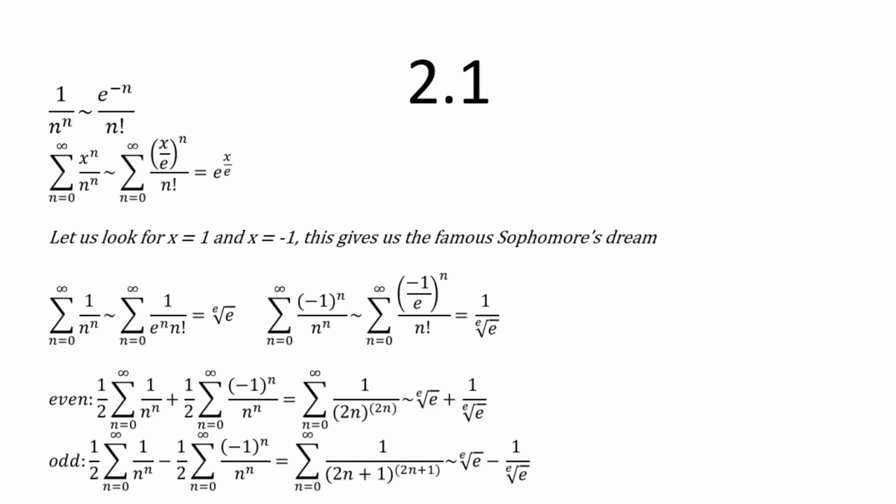Okay, so here we're going to have an approximation for 1 over n to the power n. If you look at the summations which we first have, we also plug in x to the power n to have some flexibility. On the right hand side, you actually get the exponential function of x divided by e. Now, as some of you might be familiar with, if you use x equal to 1 or x equal to minus 1, this gives us the famous Sophomore's Dream summations.